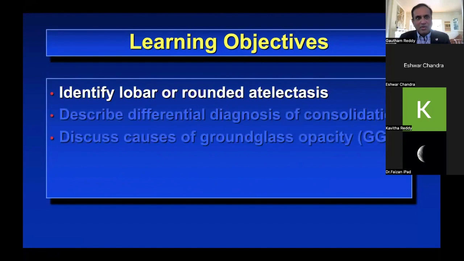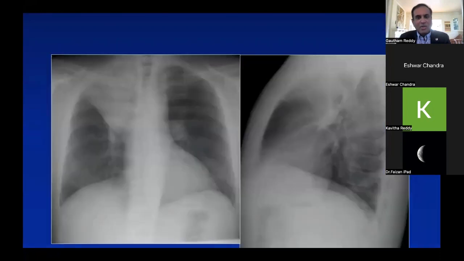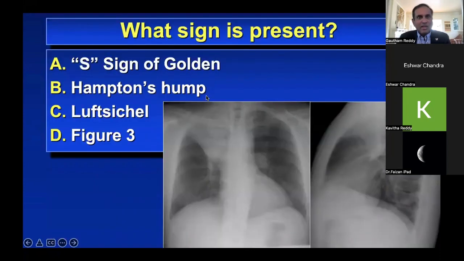So let's start with lobar rounded atelectasis. Okay, so what do we have here? We have a patient who has this right upper lobe consolidation here. And notice that this interface is curved, and we see that here as well. So what sign is present? Well, the Hampton's hump is usually a wedge-shaped consolidation or wedge-shaped opacity in the periphery, and that's associated with pulmonary infarct. Luft-Sickle sign is air that's here, and that's associated with left upper lobe collapse.